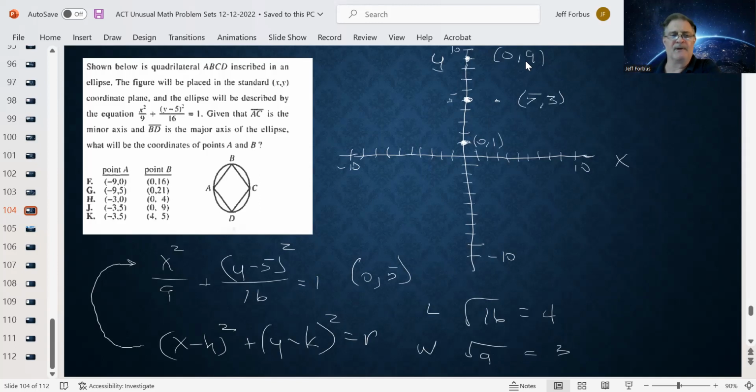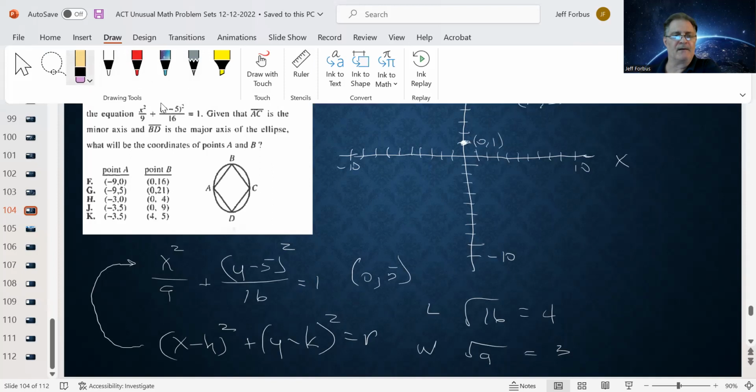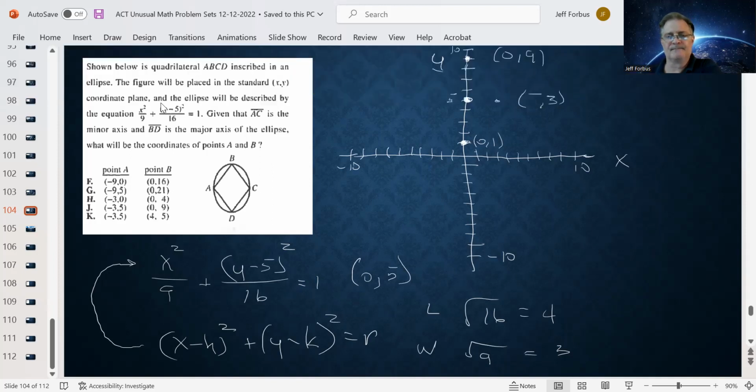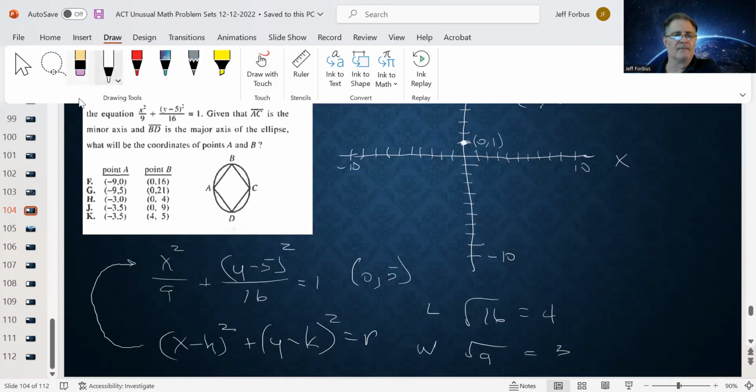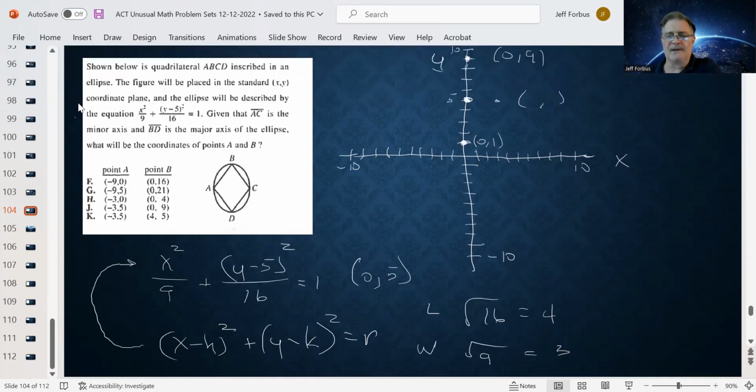Oh, sorry, I messed that up, didn't I? Let me erase that. Let me fix that. That's going to be 3, 5. All right, now we want to go 3 to the left. So that's going to give us a point here at 5. So -3, 5.